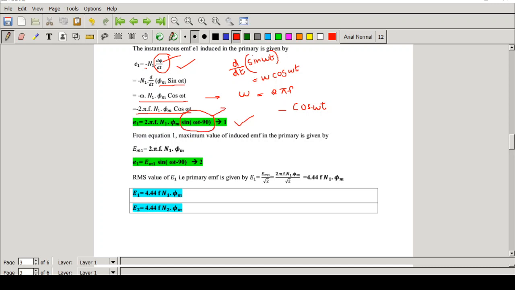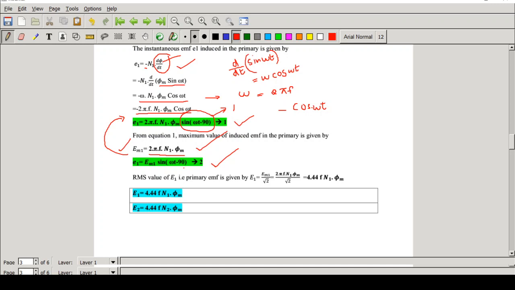So if I take this particular term as 1, then I will get the maximum value. So I represent it as EM1, where E represents the induced EMF, 1 represents it is the primary, and M represents that it is a maximum value. So I get EM1 is equal to 2 pi f into N1 into phi m. That is the next expression. Okay, so I am writing this E1. I will substitute this particular equation here. So I will get E1 is equal to E maximum into sine omega t minus 90. Okay, so now I got the expression for the induced EMF.